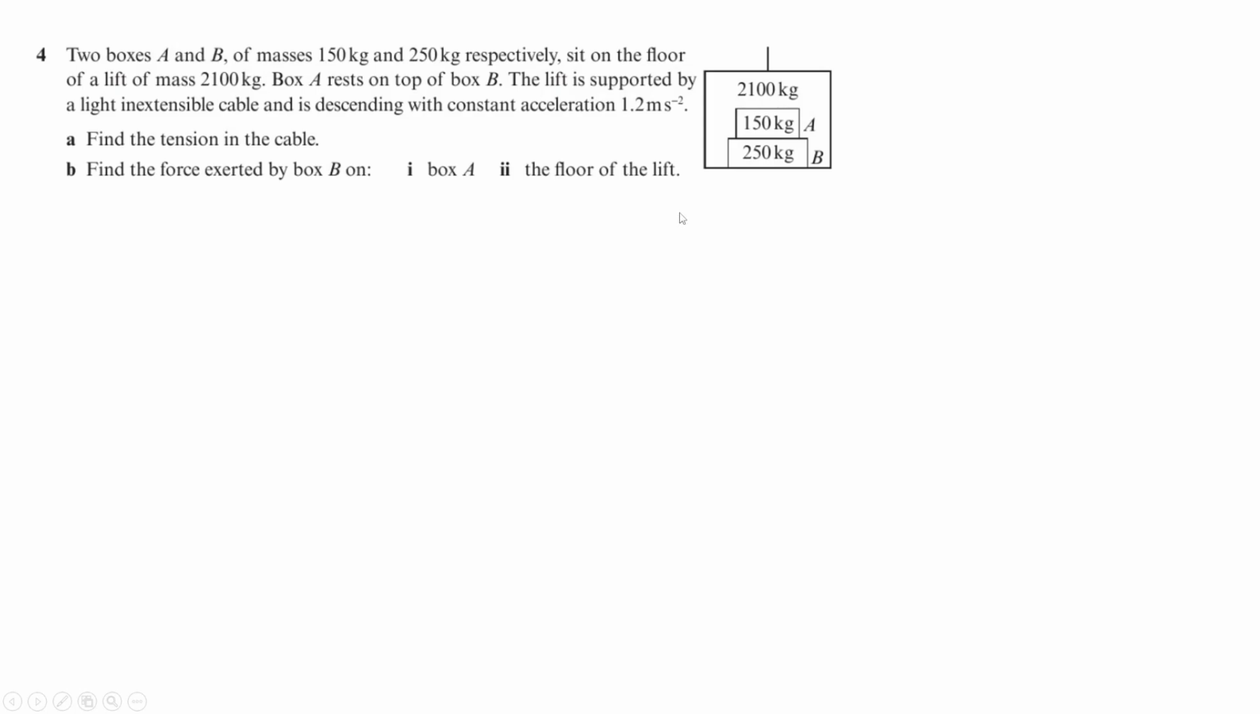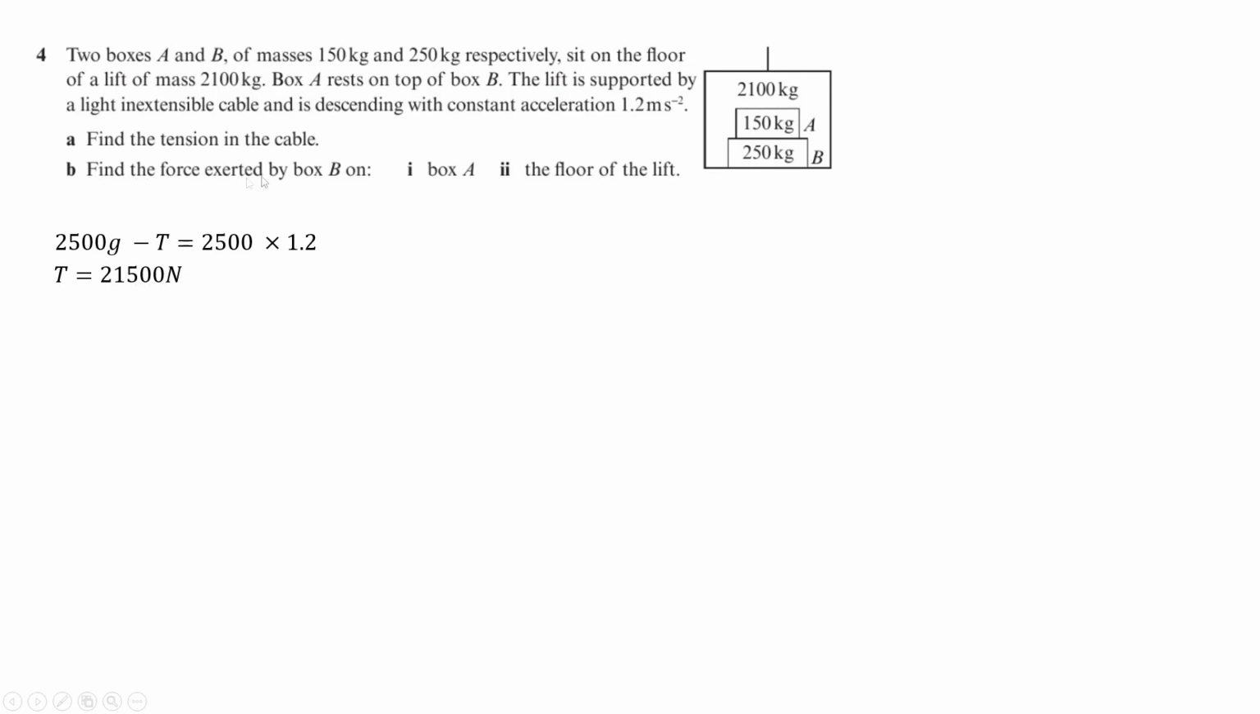So considering the whole system, we can say that the weight, which is greater than the tension because it's descending, we can say that 2,500g minus tension is equal to the mass times the acceleration, and that gives us a tension of 21,500 newtons.